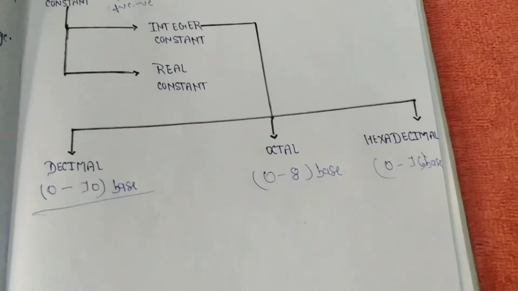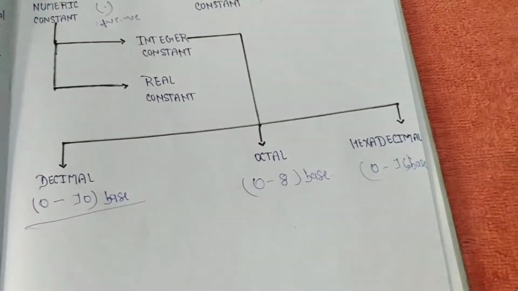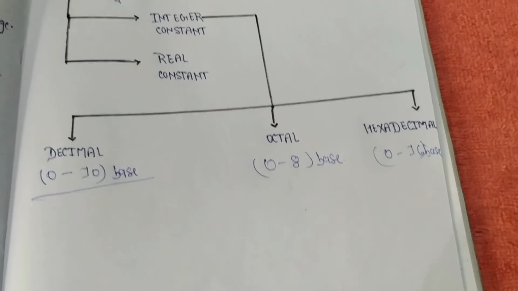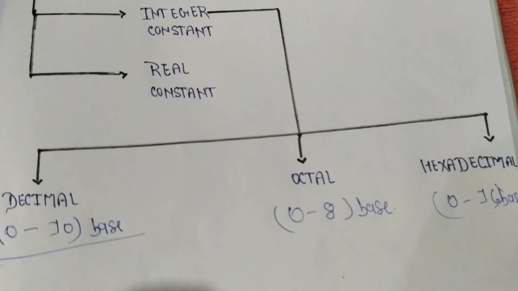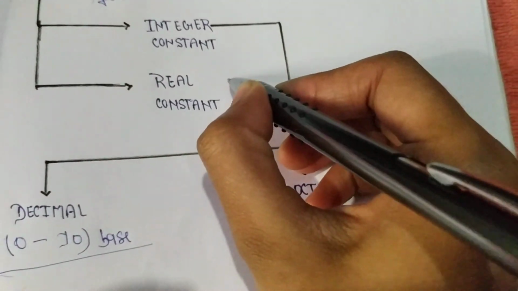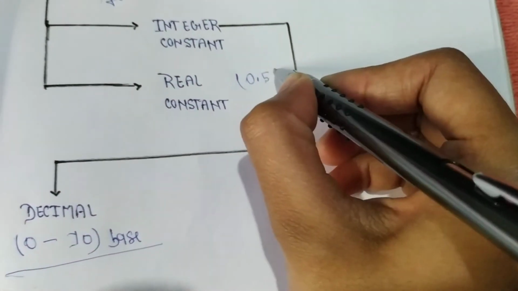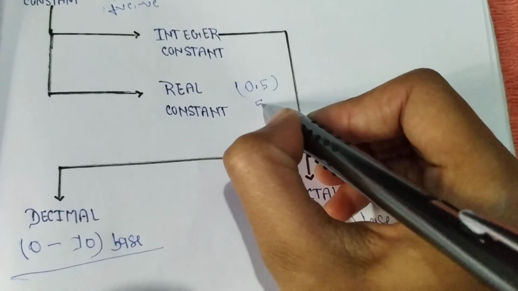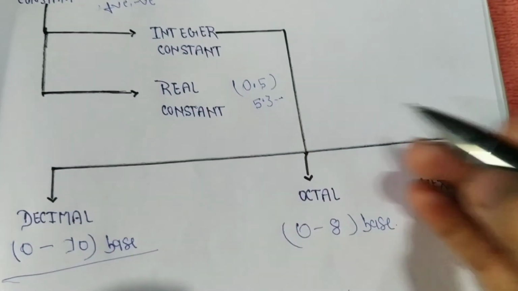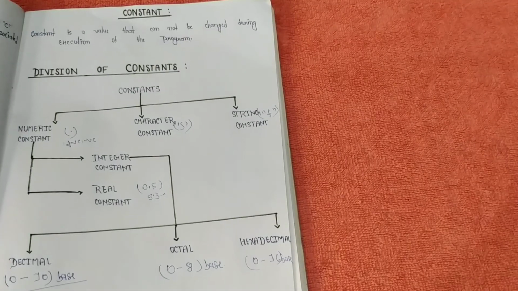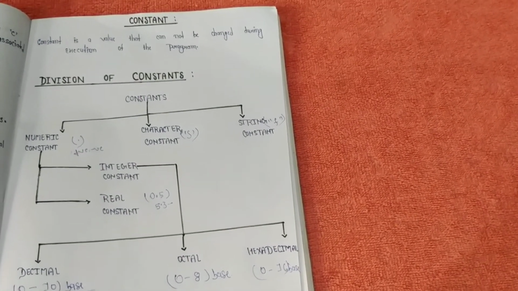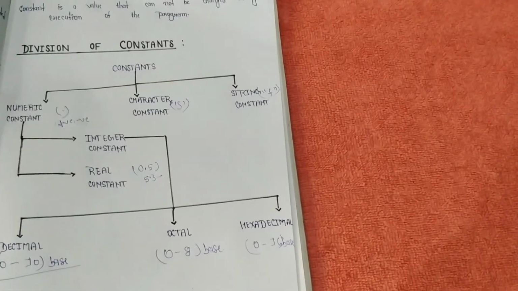So now let us discuss real constants. A real constant means a floating point constant. It means numbers like 0.5, 5.3, which include a floating point. Clear? It is called a real constant. So I hope, guys, constants and the division of constants are clear.